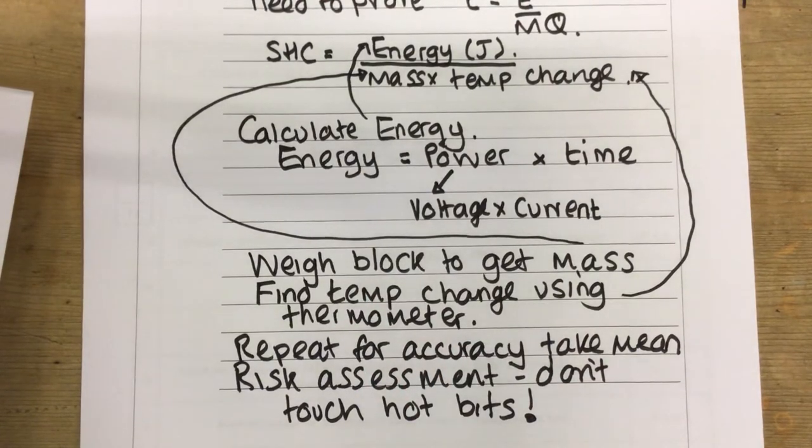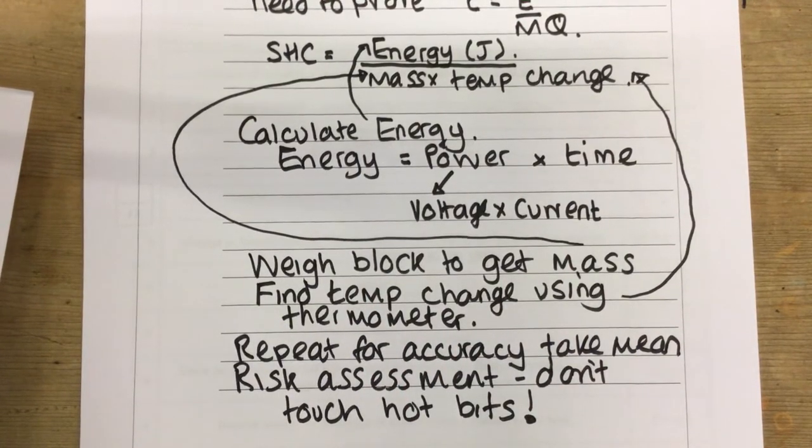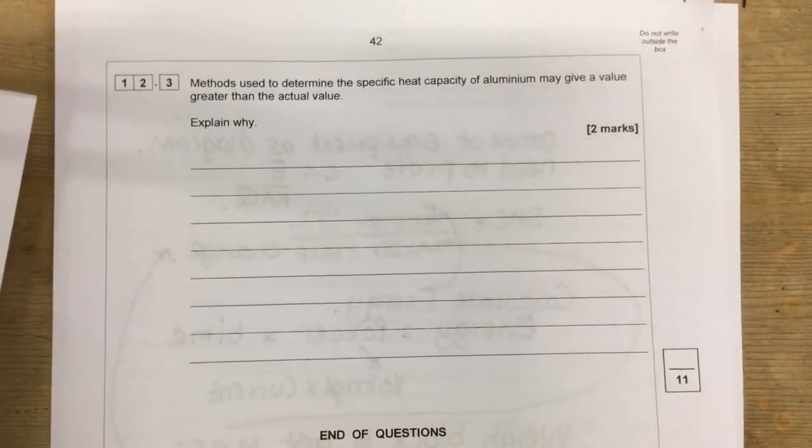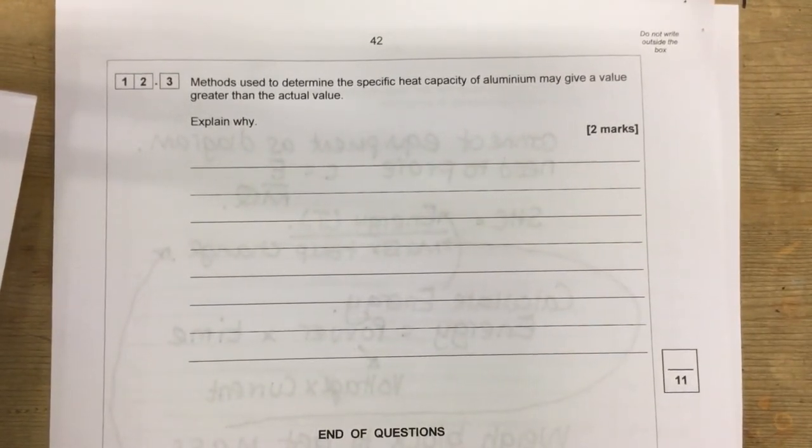Okay, this is the last question. Oh no, not quite. Last little bit. Here we go. Methods used to determine specific heat capacity of aluminium may give a value greater than the actual value. Why?